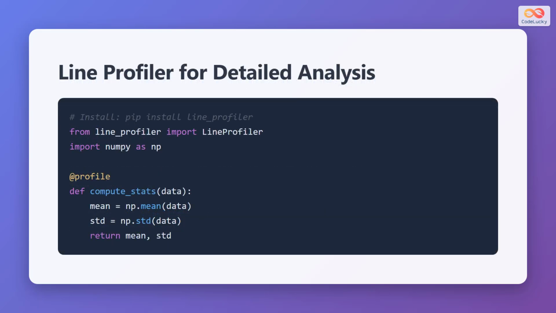When you need to see exactly which lines of code are taking the most time, use line_profiler. First, install it using pip install line_profiler. Import line_profiler from the line_profiler package. Decorate your function with the @profile decorator. Define a function that performs multiple NumPy operations, such as calculating the mean and standard deviation. Line profiler will show you the execution time for each individual line within the function, making it easy to spot which specific operations are slow. This is incredibly useful for optimizing complex functions with multiple NumPy operations.